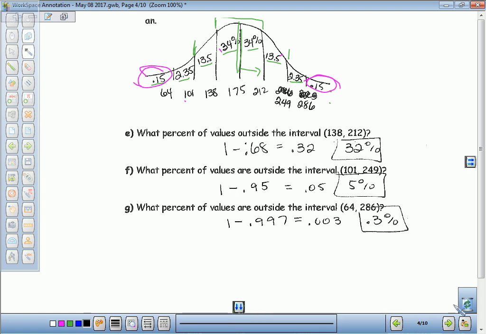Okay, now, this one asks us for what was outside of these intervals. We know that the total area of the curve is 1. So if we're looking outside of this interval, and this interval is 0.68, then we could do its complement. 1 minus that gives us 0.32 or 32%. So if we're looking outside of these intervals that we just found, it can be 1 minus the percentage inside. Any questions about E, F, and G?